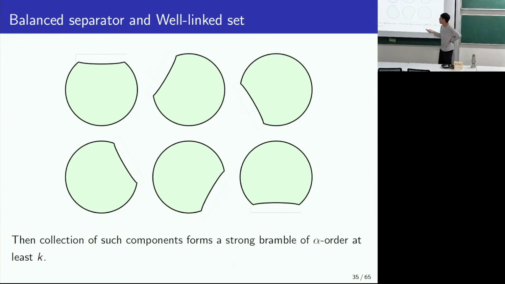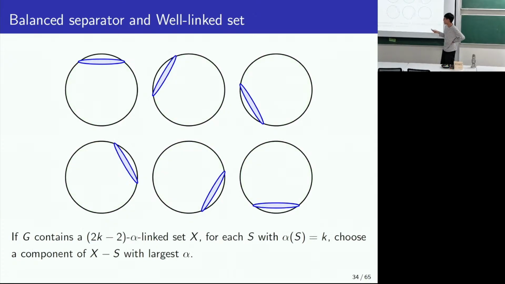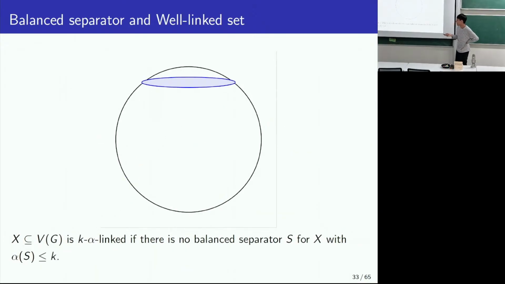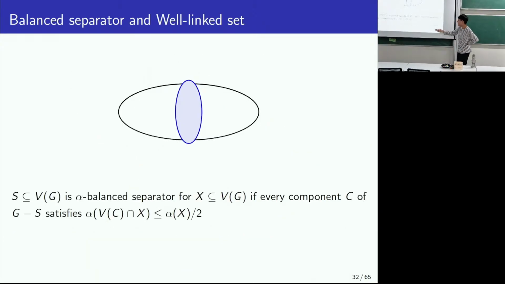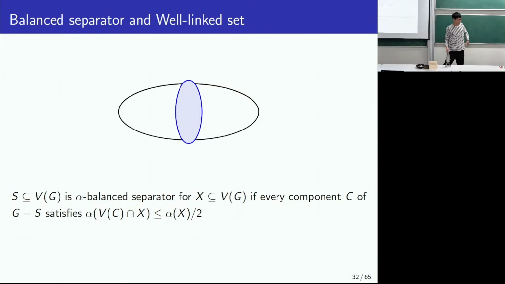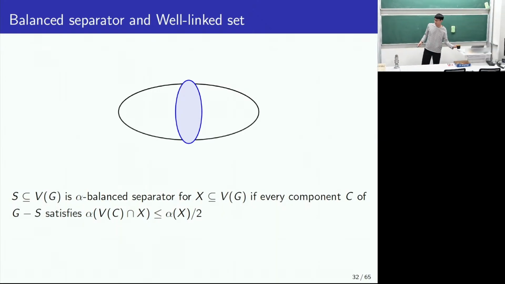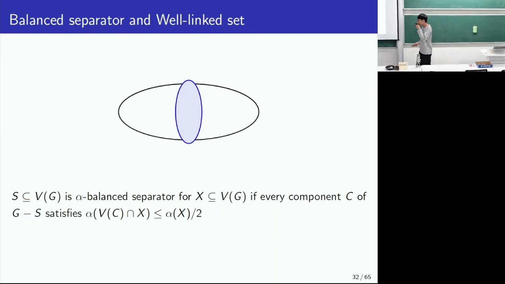Why? Because if there is... Can you go back to the definition of alpha balanced separators? Yeah. Every component. Right. Thank you.